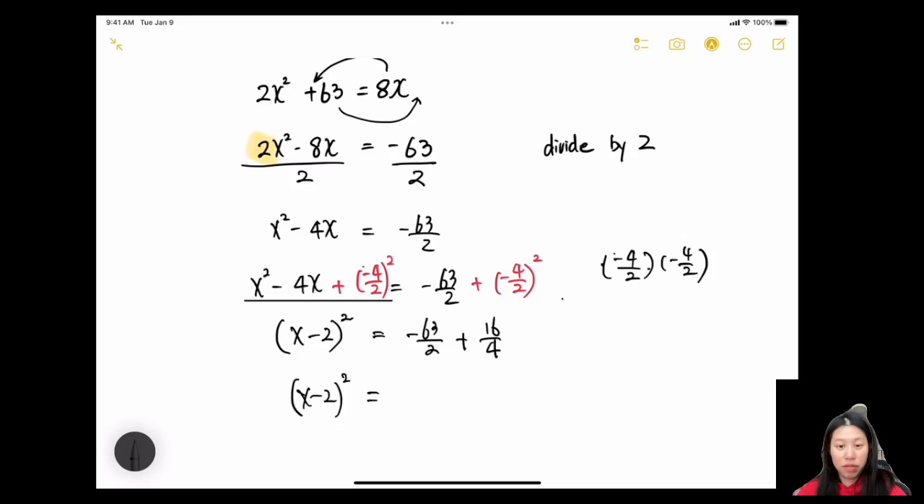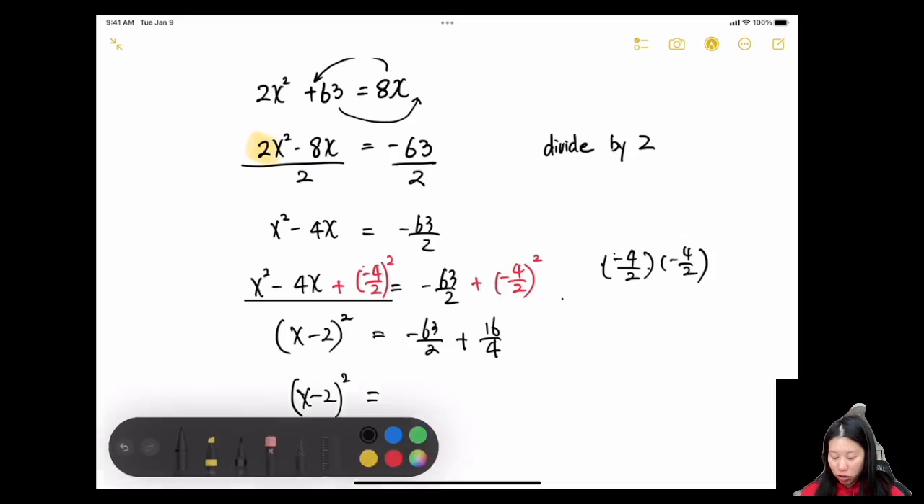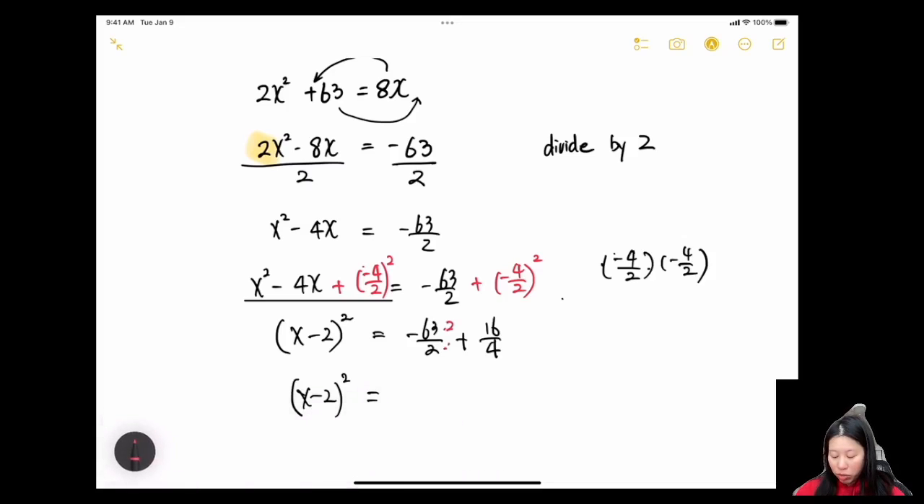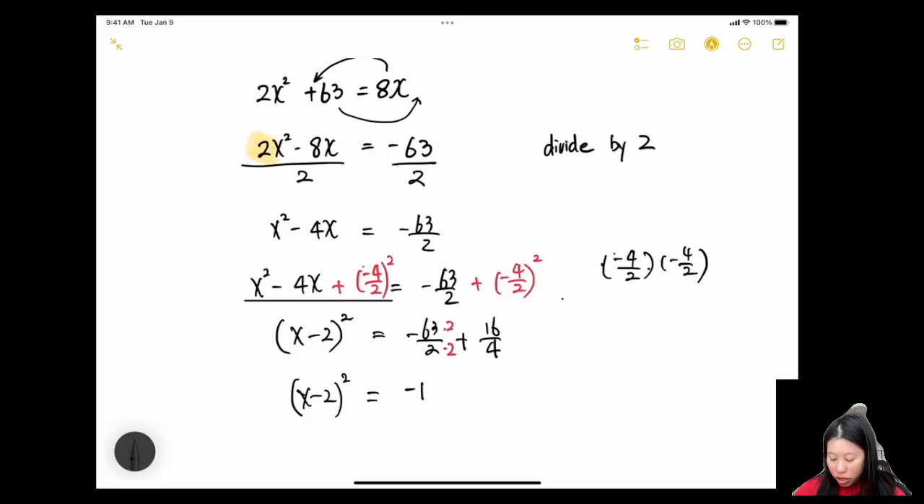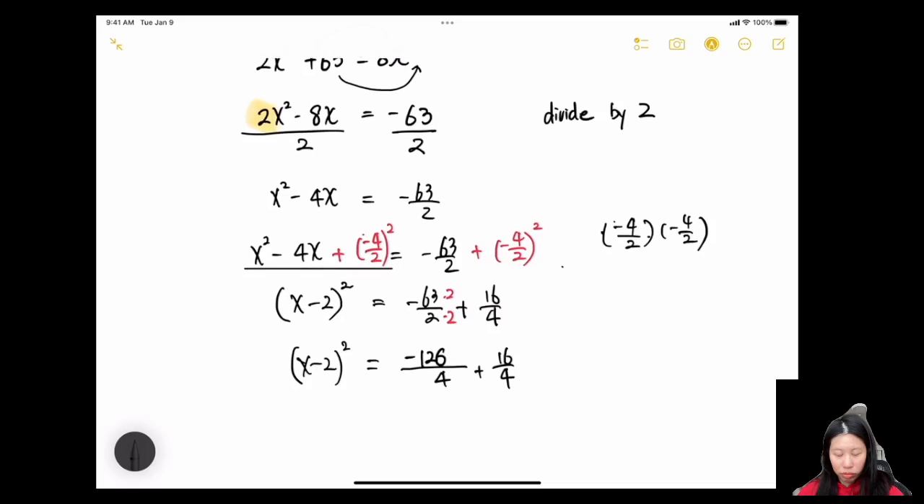How do you calculate the fraction operation? Since they don't have a common denominator, we need to find the common denominator for them, which is 4, right? You multiply 2 on the top and bottom. I have negative 126 over 4 plus 16 over 4. So I have x minus 2 squared equals negative 110 over 4. Now you can take the square root, or you can simplify first. Let's simplify it. So this is equal to negative 55 over 2.